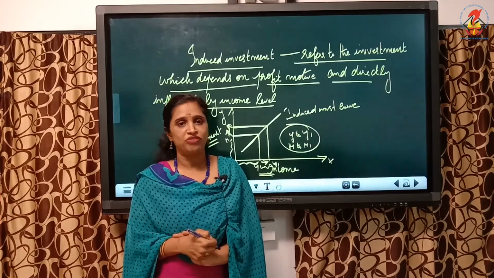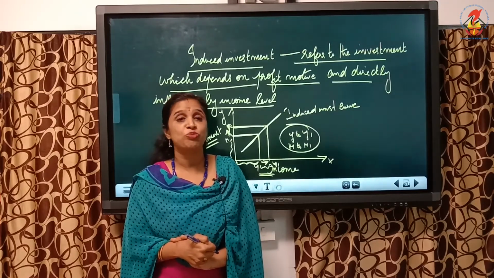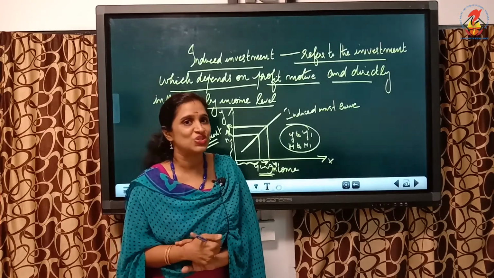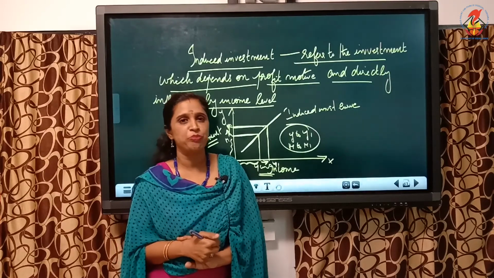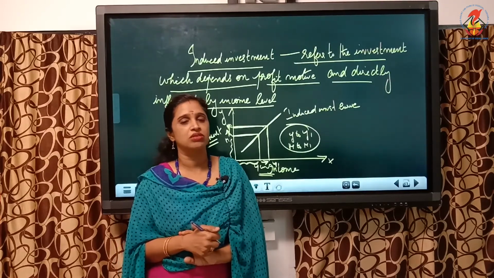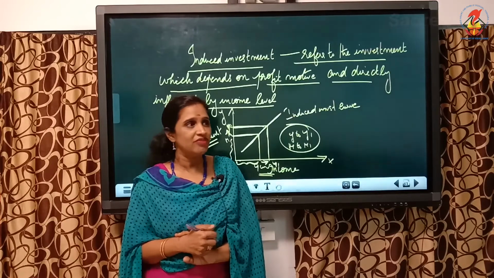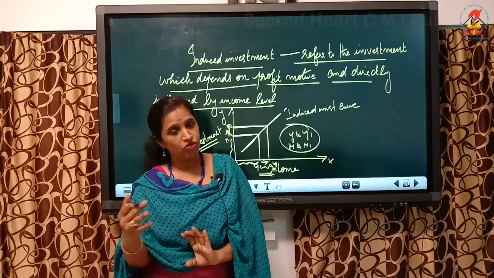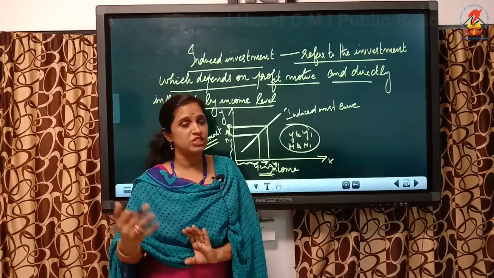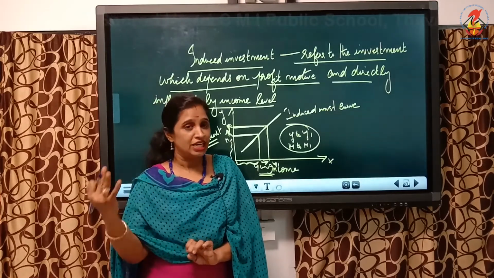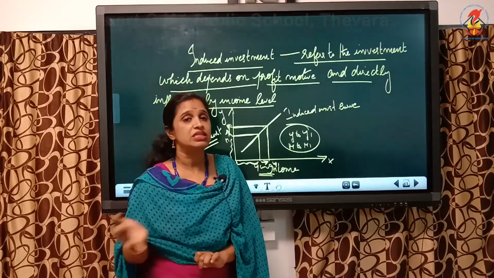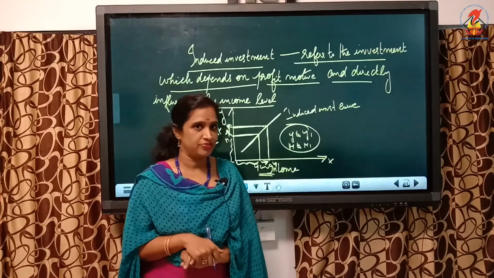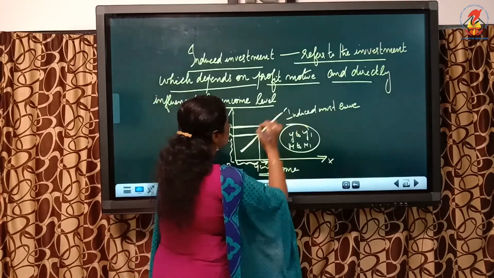And one more thing you have to make a note of is that it is profit motive. Depending on the increase in the income, investment is also increasing. For example, if a producer is experiencing a profit, he will be investing more and more for his company. Therefore, we can say that induced investment is a type of investment where there is a direct relationship between income and investment. So, it is an upward sloping curve.